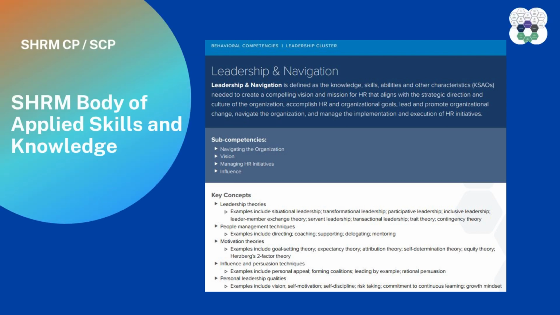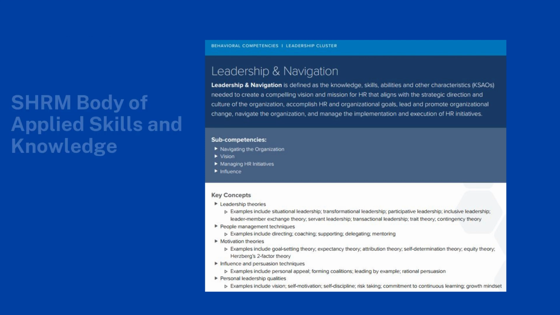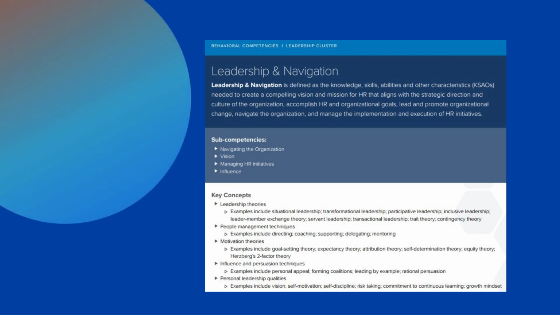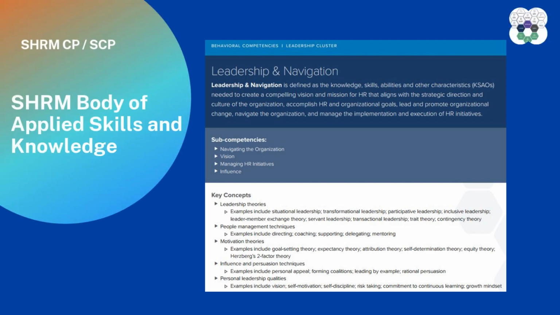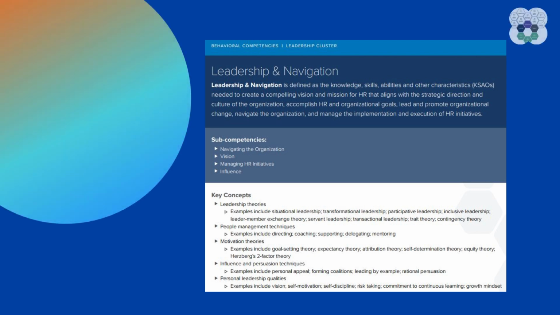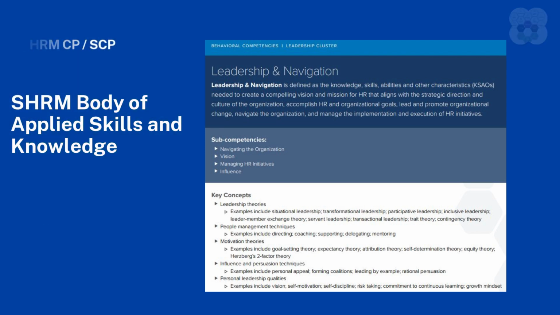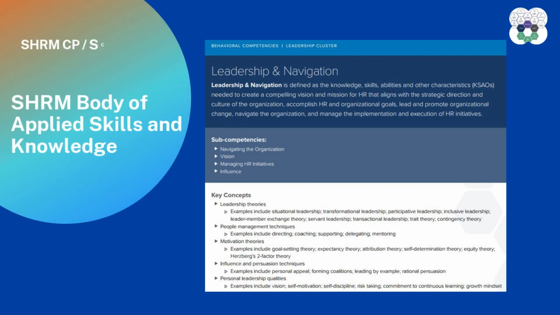Motivation theories. Examples include goal-setting theory, expectancy theory, attribution theory, self-determination theory, equity theory, Herzberg's two-factor theory. Influence and persuasion techniques. Examples include personal appeal, forming coalitions, leading by example, rational persuasion. Personal leadership qualities. Examples include vision, self-motivation, self-discipline, risk-taking, commitment to continuous learning, growth mindset.